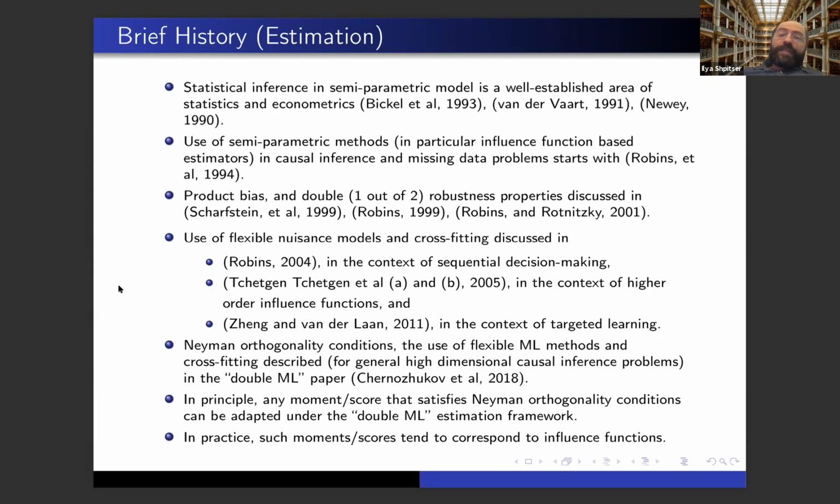And indeed, using flexible nuisance models and cross-fitting has been discussed before as well by Jamie in the context of sequential decisions, by Eric and collaborators in the context of higher order influence functions, and by Mark van der Laan and Zheng in the context of targeted learning. And of course, the double ML paper, the famous paper by Chernozhukov and colleagues, proposed Neyman orthogonality conditions and the use of flexible ML to do inference on causal effects. Now, in principle, of course, any moment or score that satisfies these conditions can work and can be adapted into this double ML framework. But in practice, these moments or scores tend to be just influence functions.